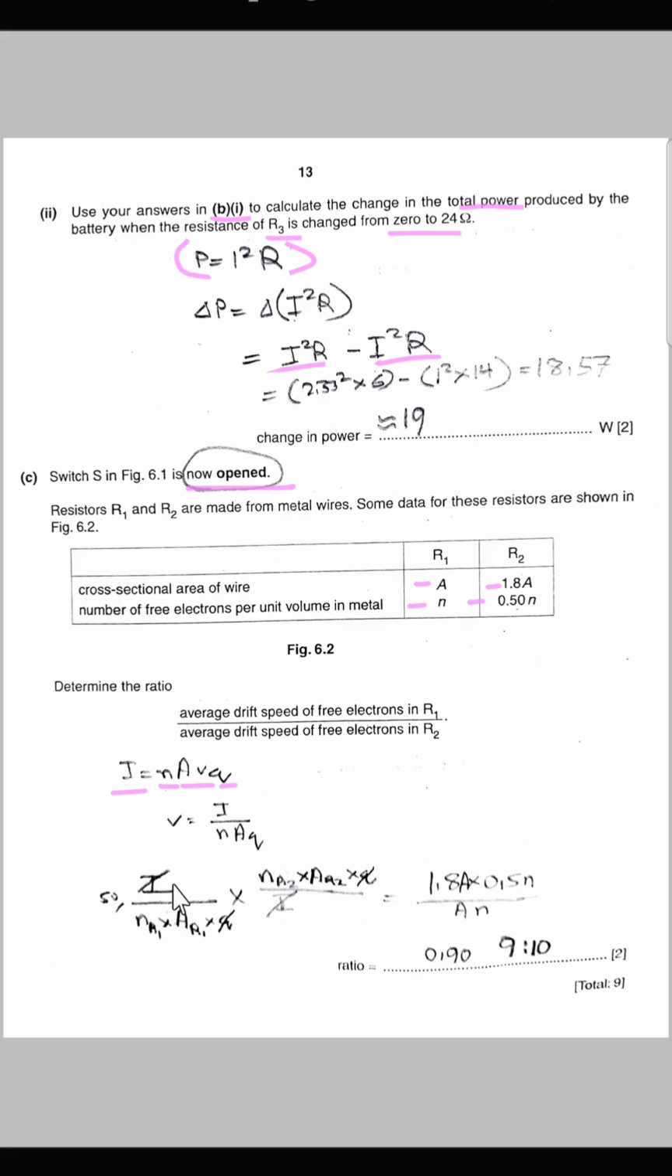Then we rearrange this equation. The current is the same for both resistors since they are arranged in series, and the value of Q, that is 1.6 × 10 to the power minus 19 coulomb, is the same for both. Thus if we rearrange the equation, we get the overall ratio as nR2 AR2 over nR1 AR1. Placing the values, we calculate the ratio as 0.90. It would be better to give 9:10, since this is a ratio, not a value. It would be better to write this instead of this.